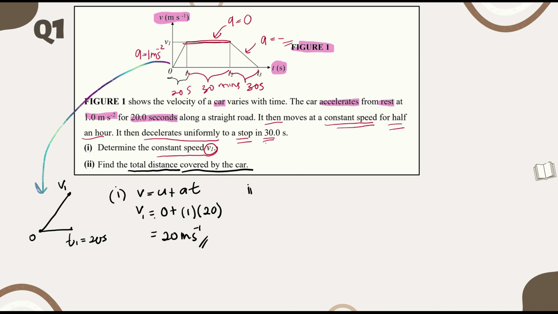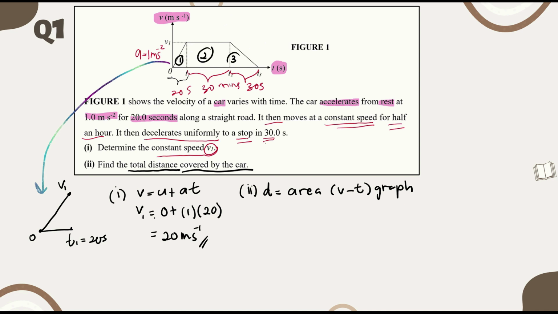For the second question, the total distance covered by the car. As for information, we can get the total distance from the area under the v-t graph. So we need to calculate the area under the v-t graph. We have this shaded area. To have a simpler solution, we divide the area into 3 areas: area number 1, area number 2, and area number 3.